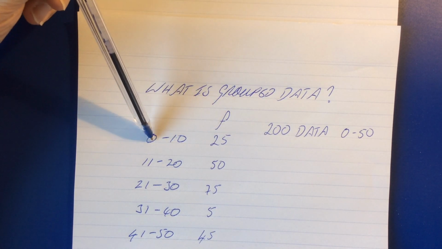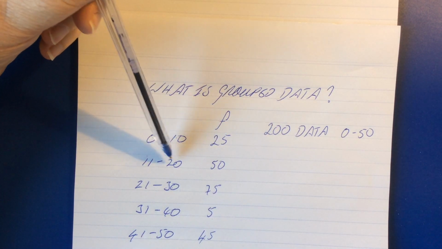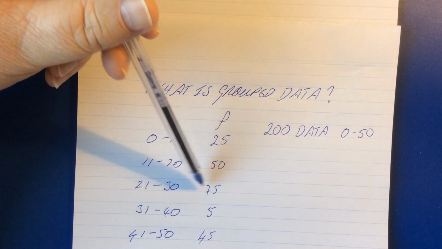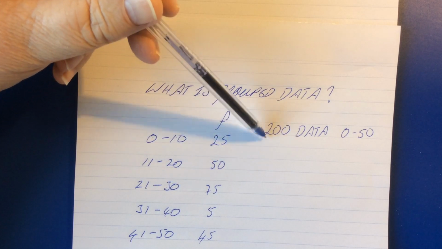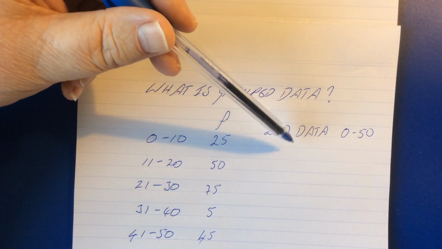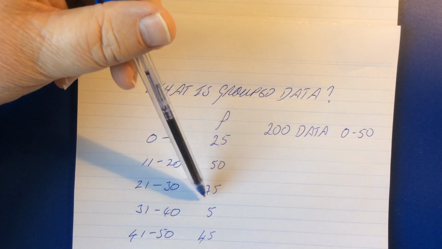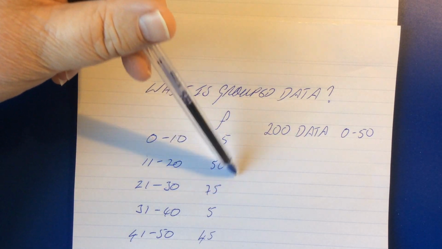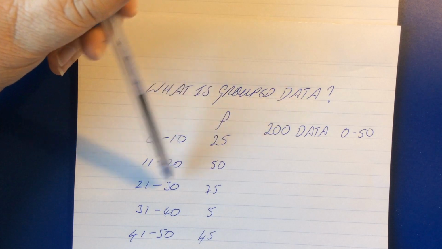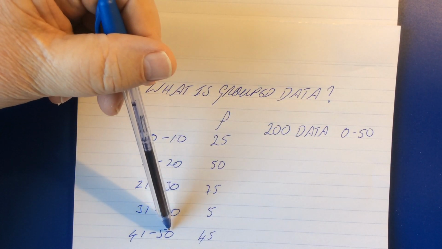So, 0 to 10, there were 25 numbers in our imaginary group. 11 to 20, there were 50 numbers. 21 to 30, there was a whopping 75 numbers in our imaginary group. 75 numbers between 21 and 30 in a group of 200. So you can see that the vast majority of numbers in this data group were below 30, even though the range is from 0 to 50.